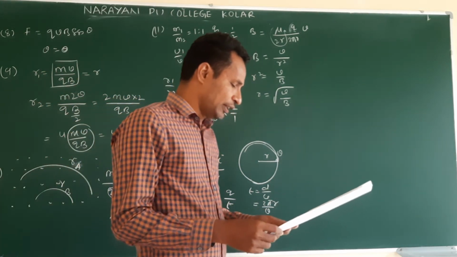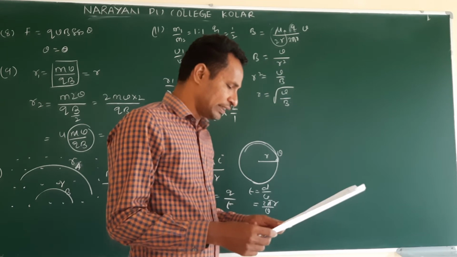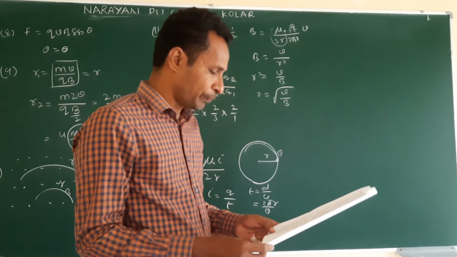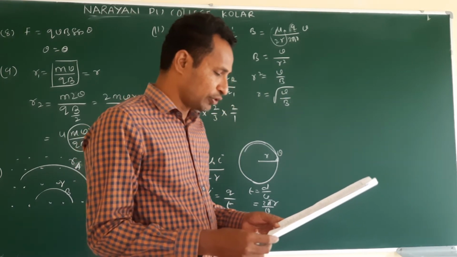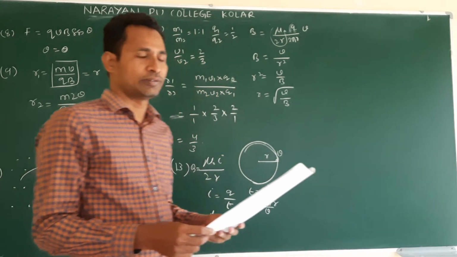Next, 17. In which orientation will the coil not tend to rotate? When the magnetic field is perpendicular to the plane of the coil. Clear?